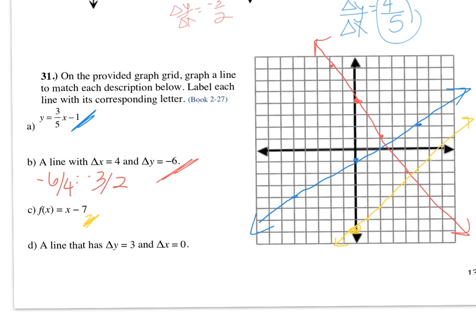And then D, we have a line that has a change in y of 3 and a change in x of 0. So the slope is undefined because we can't divide by 0. So that means that this is going to be a vertical line. And it could be anywhere. I'm going to put it right here. And again, I apologize for not being super straight. So it can be any vertical line.